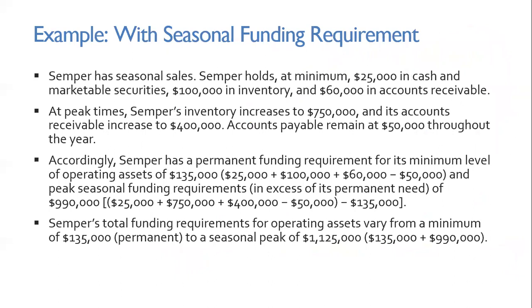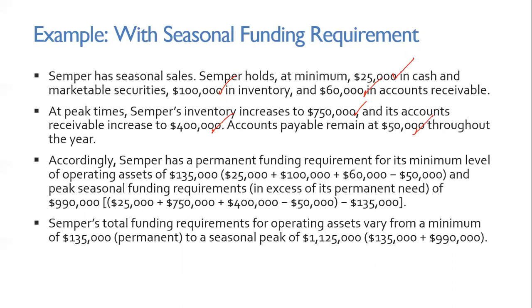Let's have an example of a seasonal funding requirement. For example, a company has seasonal sales. The company holds at a minimum 25,000 in cash, 100,000 in inventory, and 60,000 accounts receivable. At peak times, the company's inventory increases to 750,000, and its accounts receivable increases to 400,000, and accounts payable remains at 50,000 throughout the year.